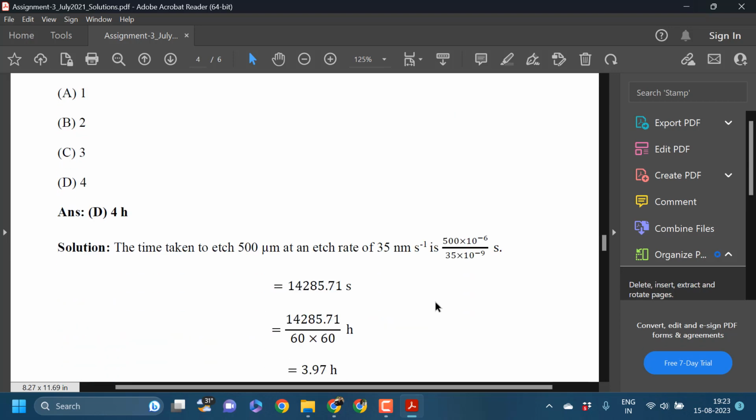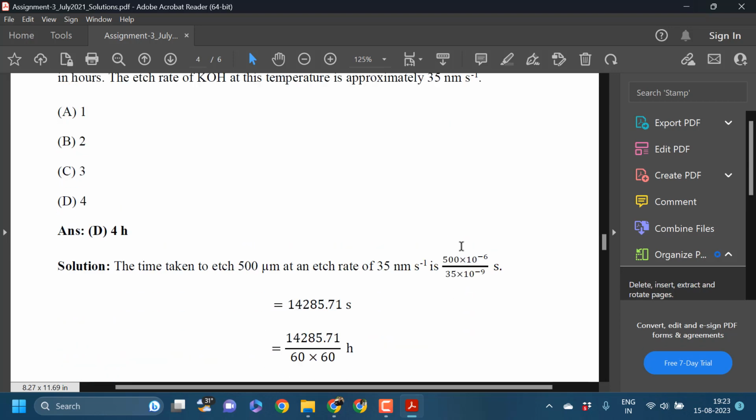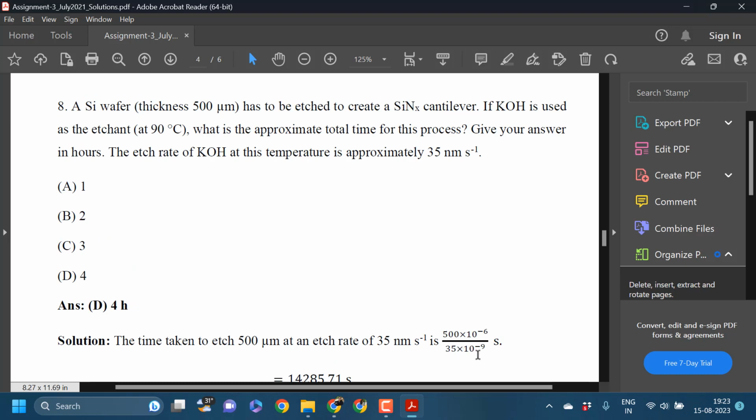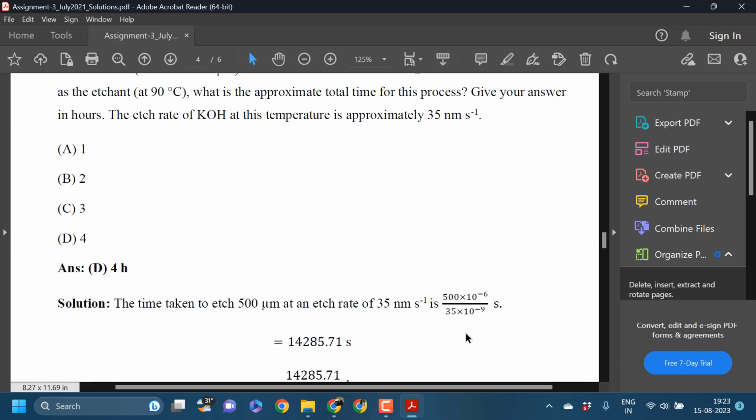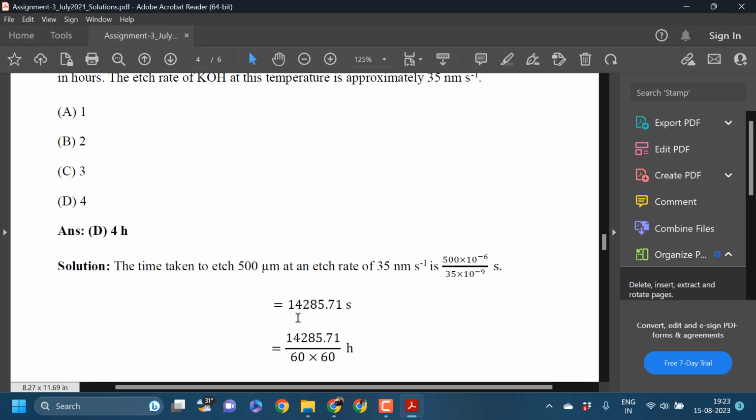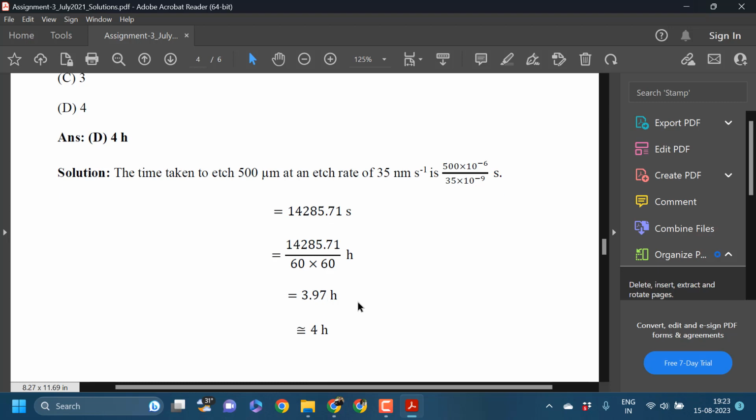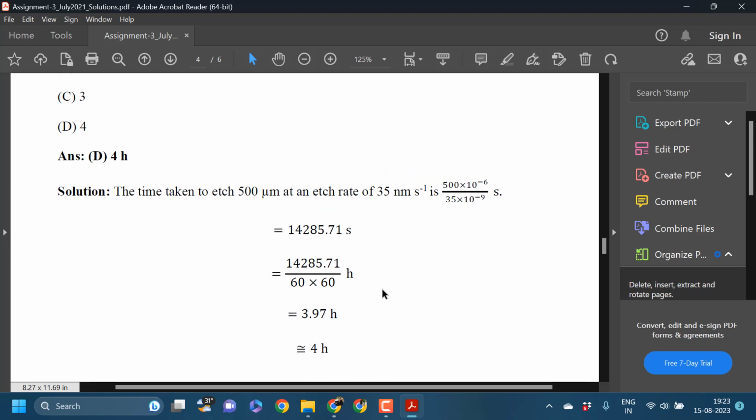Okay, yes, the answer is 4 hours. Basically, this entire wafer thickness you will have to divide by the etch rate. And both have to be converted into standard SI units. So microns and nanometers were both converted, and finally we got the value in seconds, and then by dividing by 3600 we got 3.97 hours. That's approximately 4 hours. So is it clear for all of you?